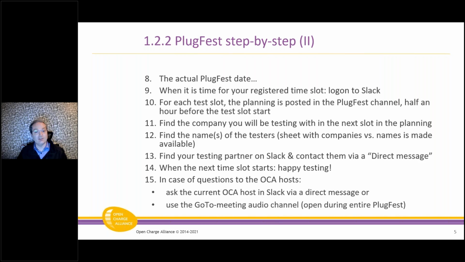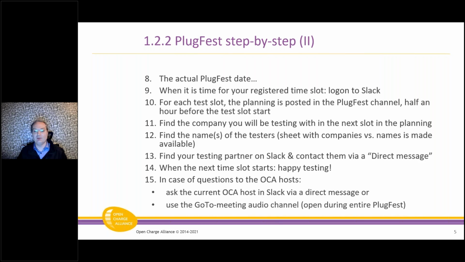So there you can find your next test partner, the company name, and we also provide a sheet with all the company names and the names of the participants, the testers themselves. So you can find the people you're testing with in the sheet, and then you can search them on Slack, and you can contact them via direct message, or you can call them, whatever you prefer. And then you're prepared. So when the actual time slot starts, you can start testing.